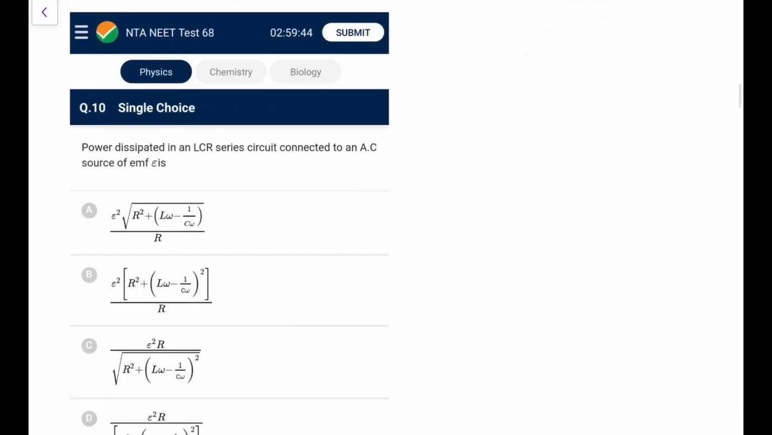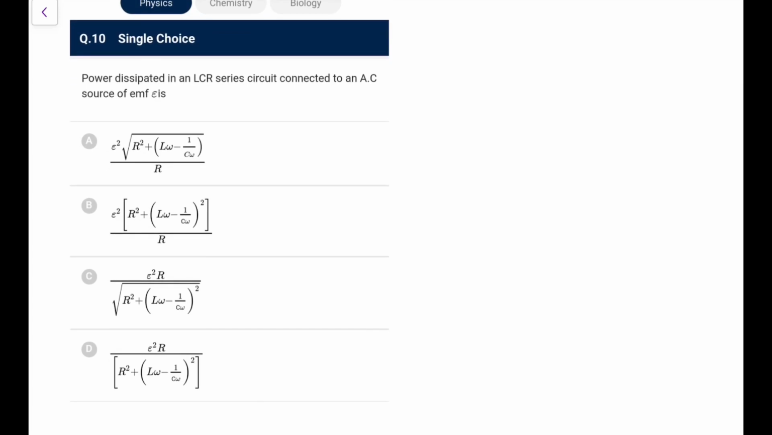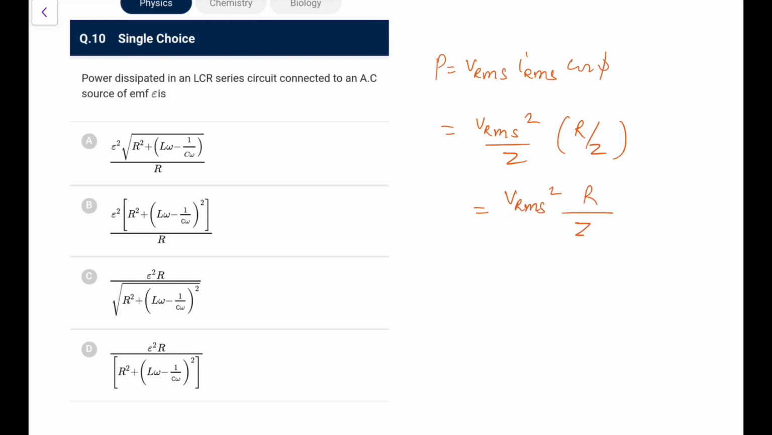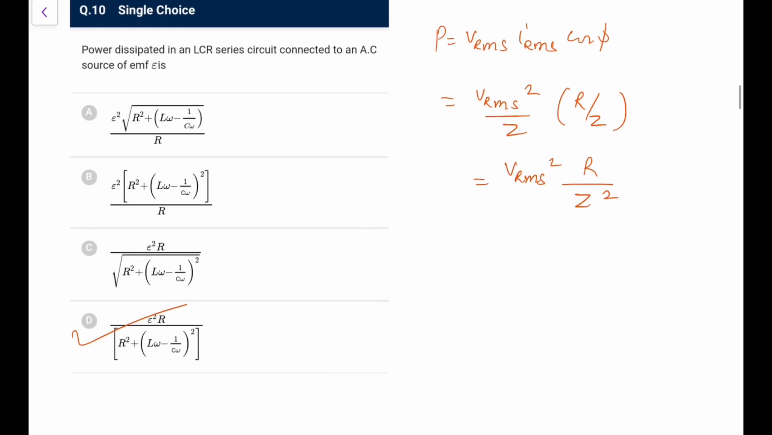Next, question number 10. Power dissipated in an LCR series circuit connected to an AC source of EMF is. Now, LCR circuit power is simply VRMS, IRMS, cos phi. And IRMS is VRMS by Z, so you write it as VRMS square by Z, and cos phi is R by Z. So it comes out as VRMS square R by Z square. Going by the options, Z square is R square plus (XC minus XL) whole square, so option D matches. That is the option we can go for.